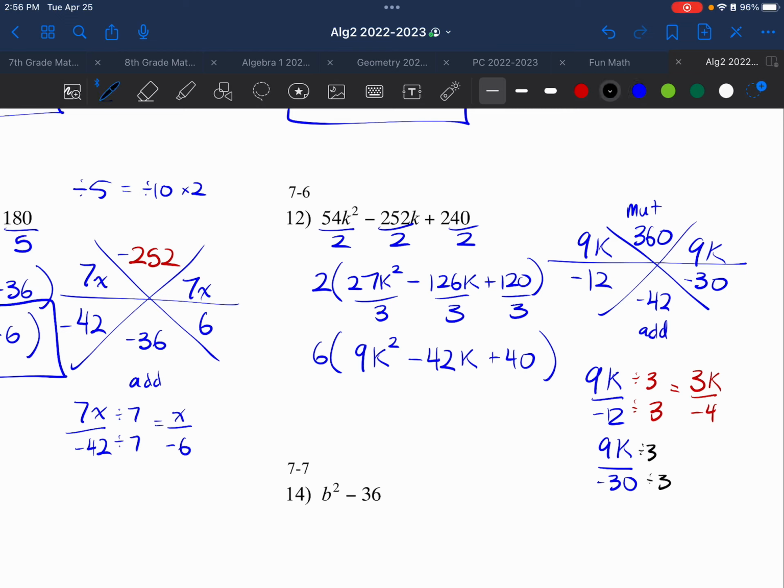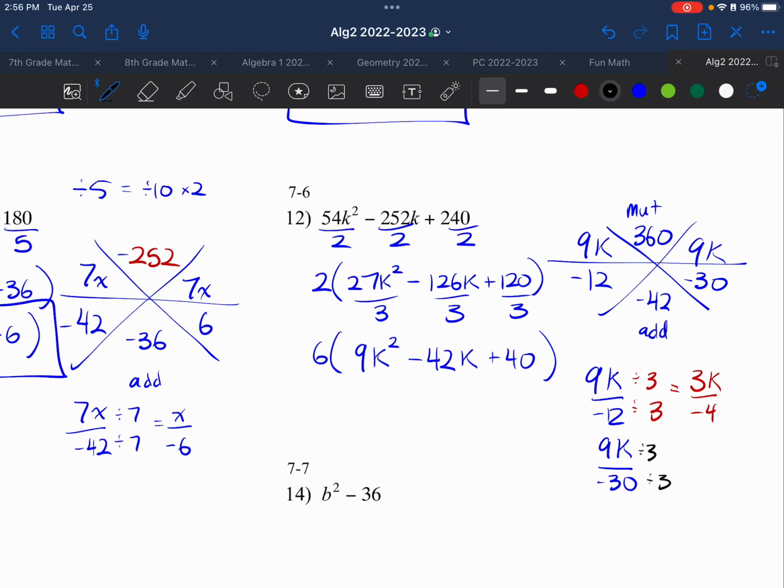So I still have this 6 factored out, and I also have, in red, 3k minus 4, and in black, I have this 3k minus 10. As a sanity check, making sure negative 10 times negative 4 gives us positive 40. That probably means I'm correct. I only do a quick little check like that. I don't do the full check. And I think that's the right answer.